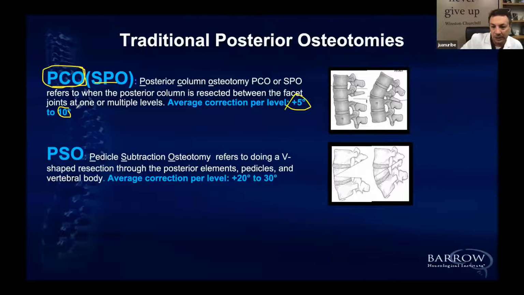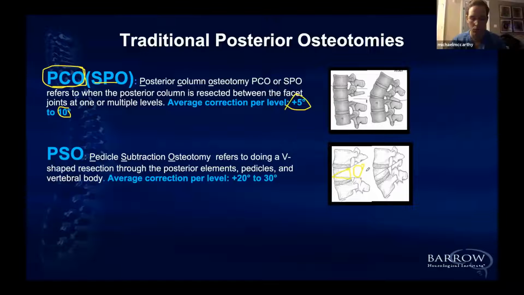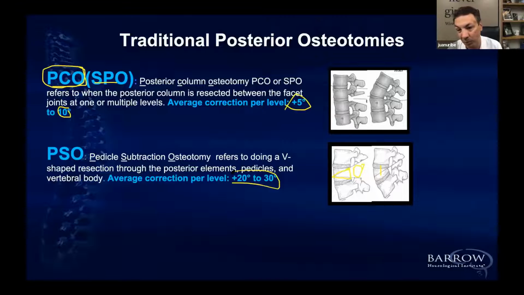The next one is the PSO. Obviously, the PSO is very aggressive, as you know. You have to take all the posterior elements out, then you get into the vertebra and do a V-shaped osteotomy, and then you close it. Very powerful, amazing the amount of lordosis that you get. And as you know, the PSO usually gives you 20 to 30 degrees per level. But what is the problem? It comes with a lot of comorbidities. PSO in the best hands, 800 cc of blood loss, and complications, 40%.